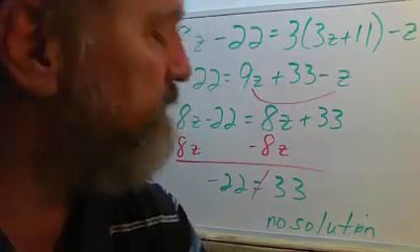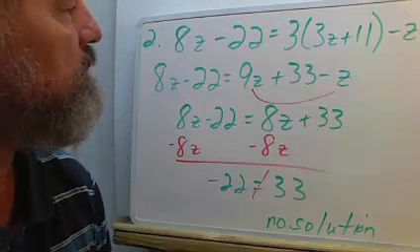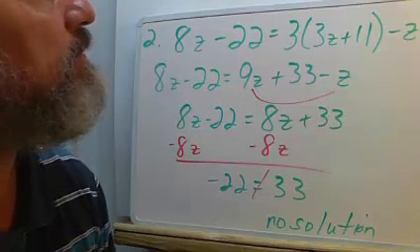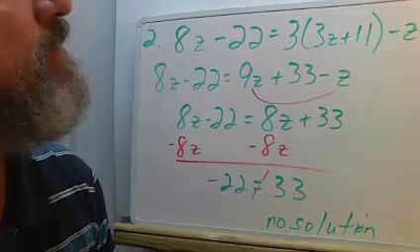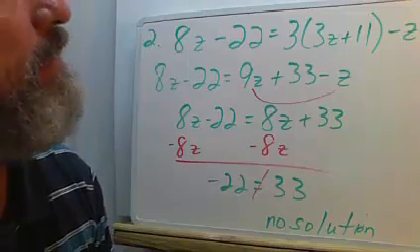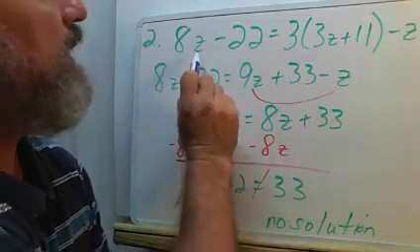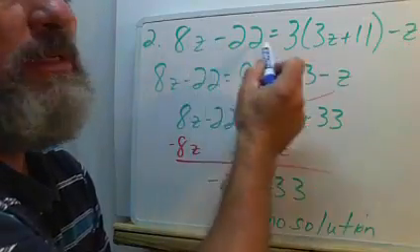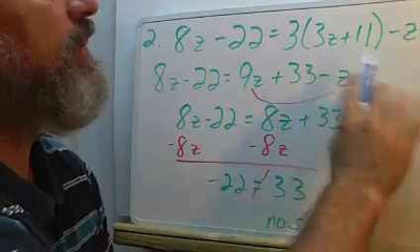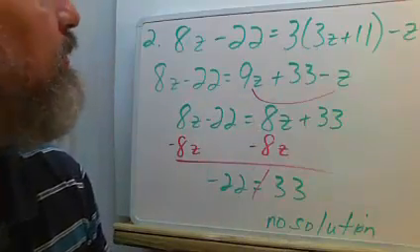Number 2, we have 8z minus 22 equals 3 times the quantity 3z plus 11, and then subtract z from that. Notice I put the little hash through there. If you would like to in problems like this, just change it to x or some other variable, that is fine with me, so that it doesn't look like a 2.